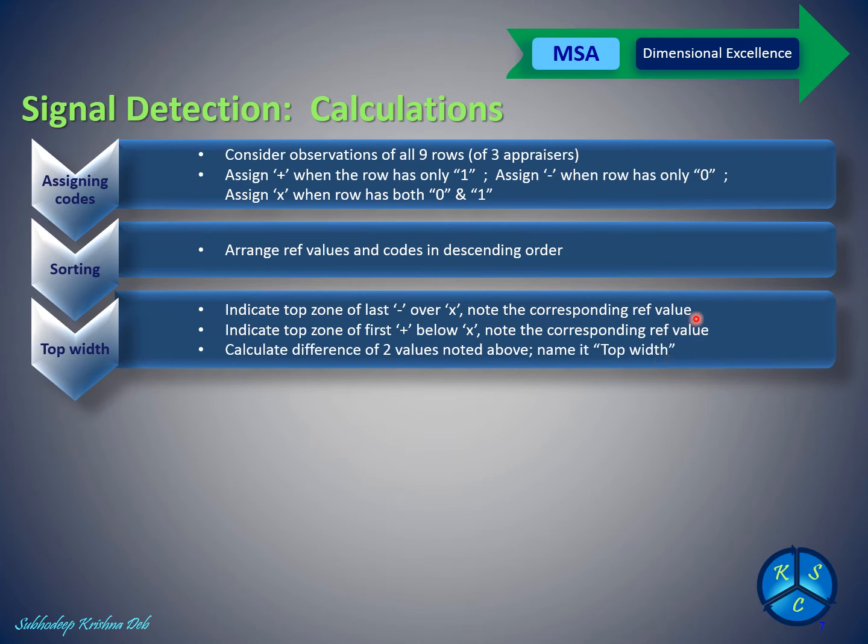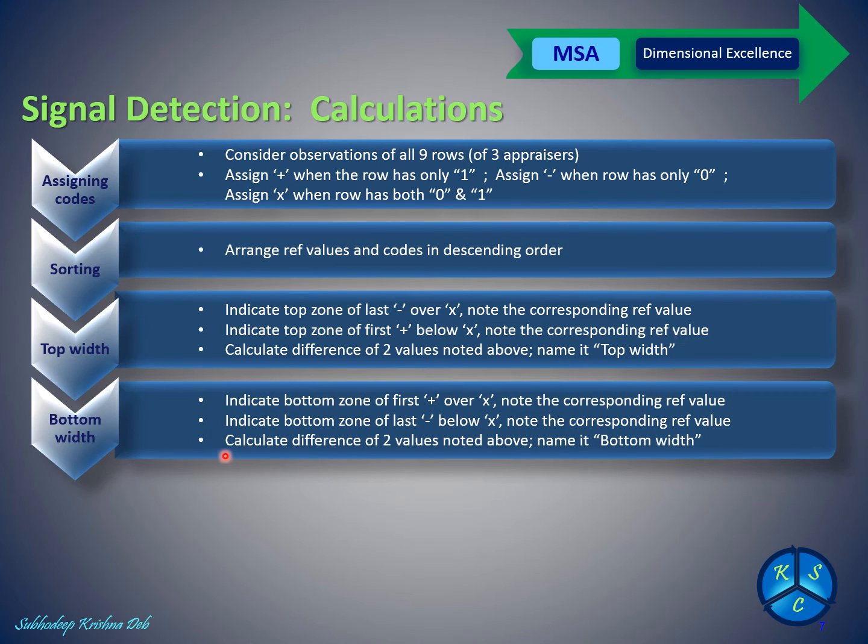If the first value is 4.5 and the second value is 4.0, then the top weight will be 4.5 minus 4.0, that is 0.5. Similarly, we have to calculate the bottom weight. We have to take the bottom zone and take the reference value of the plus sign over the cross sign and the reference value of the minus sign below the cross sign. And the difference of these two readings will give us the bottom weight.